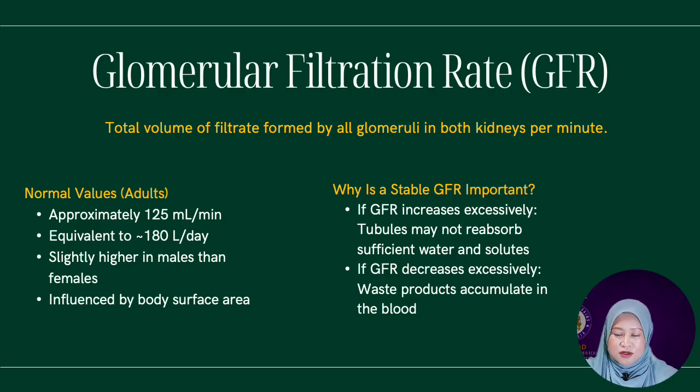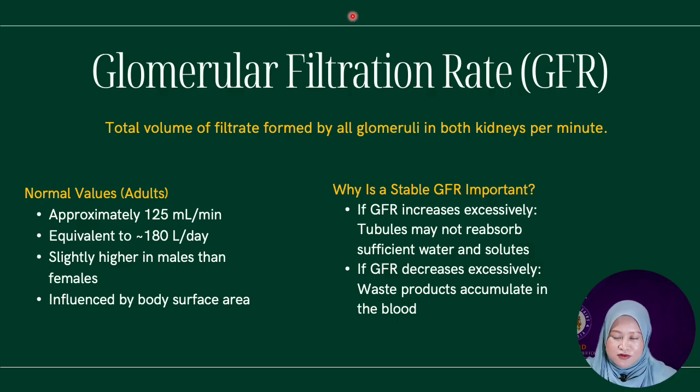Now let us talk about glomerular filtration rate, or GFR. GFR refers to the total volume of filtrate formed by all the glomeruli in both kidneys per minute. In simple terms, it tells us how much plasma is being filtered by the kidneys every minute. In a healthy adult, GFR is about 125 milliliter per minute, and if you calculate that over 24 hours, that comes up to roughly about 180 liter per day.